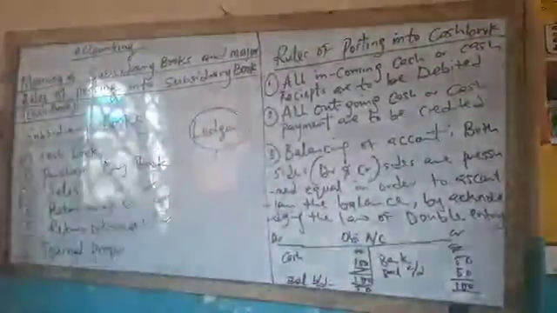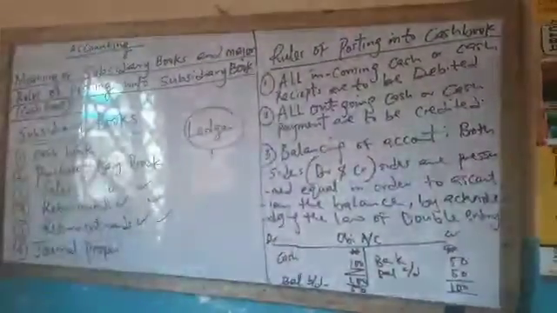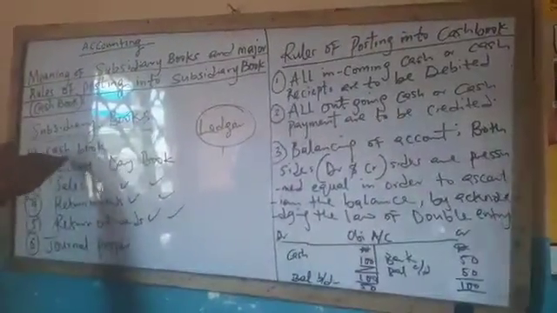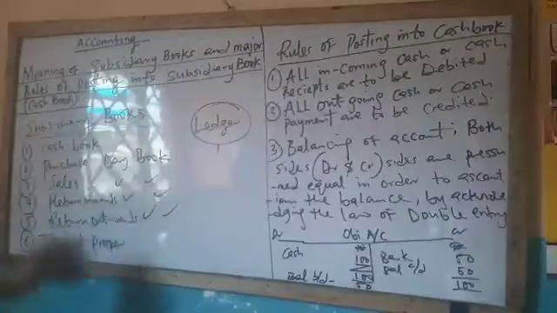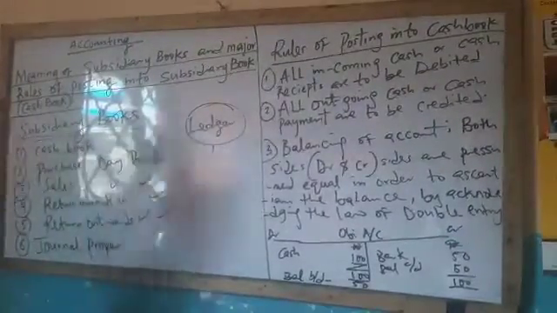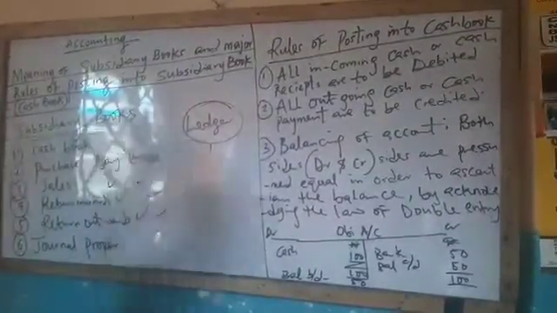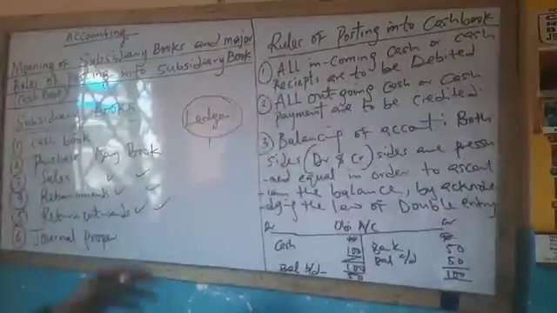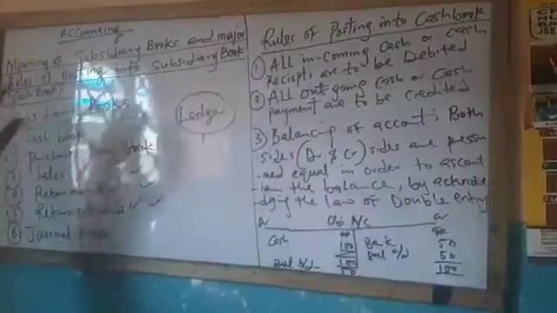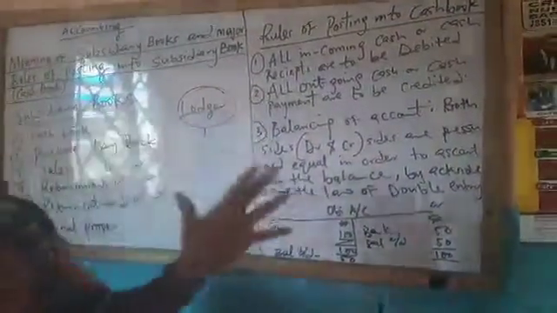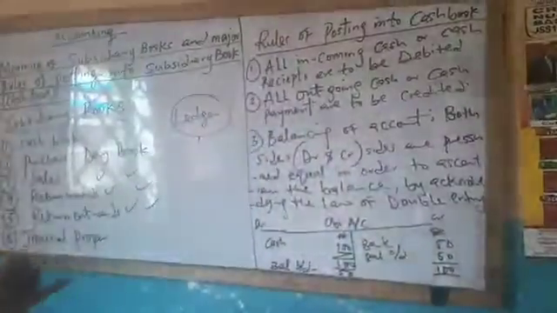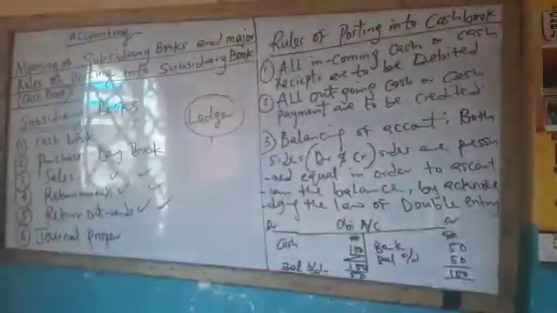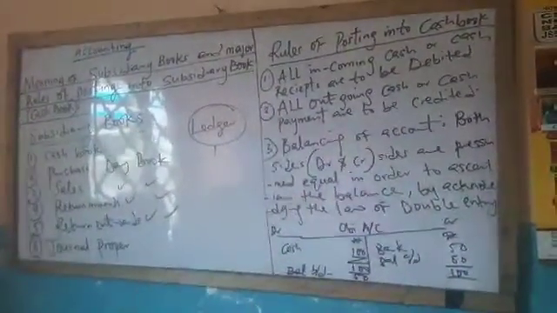Now let me give you a brief meaning of all these subsidiary books. The first one, cash book. Cash book is a ledger account. Yes, a subsidiary book, but also a ledger account in which all cash transactions are posted. All cash received and cash payments are posted, or any transaction that has to do with cash is being posted in the cash book. The cash book will have four major types: single column cash book, double column cash book, three column cash book, and petty cash book.